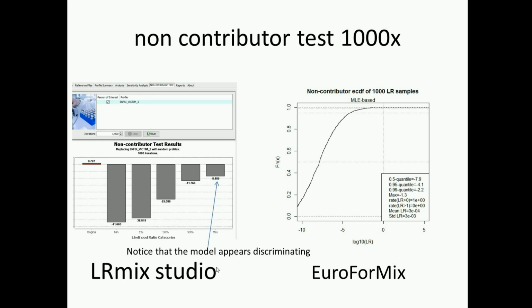So looking at EuroForMix Studio first, we see that the maximum observed is log -8, and compare that with the observed from the victim of 0.787. You can see that it does appear to be quite discriminating, even though the likelihood ratio here is almost neutral. Now compare that with EFM and look at the maximum observed here. The maximum is -1.3, which is greater than that observed in EuroForMix Studio, and the observed likelihood ratio is log 9, which is over here somewhere. So EFM is discriminating.